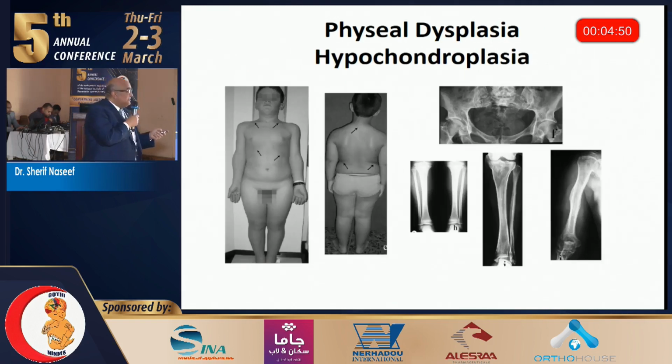The second type of physeal dysplasia is the milder form, which is hypochondroplasia. This patient comes only with short stature, but not as severe as that of achondroplasia. Is any case of short stature considered hypochondroplasia? Certainly not. It has a characteristic pattern. Look, the shortness is in the proximal parts of the limb: the arm and the thigh. But the leg and the forearm are normal.